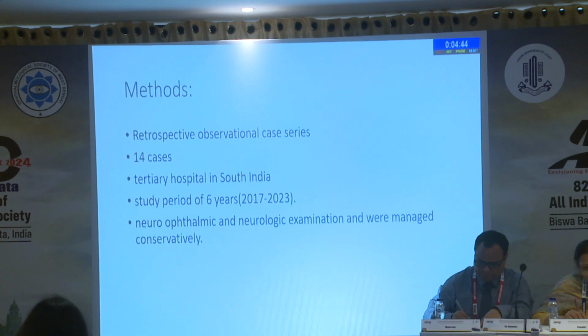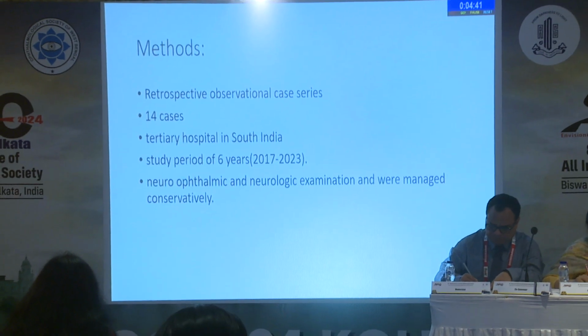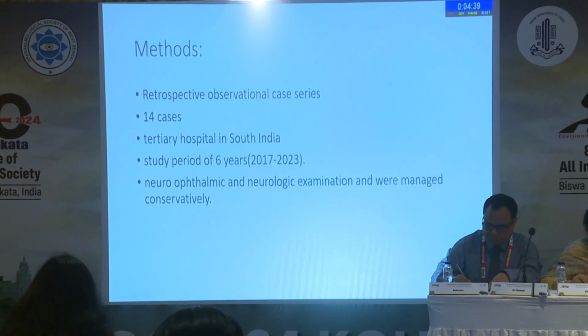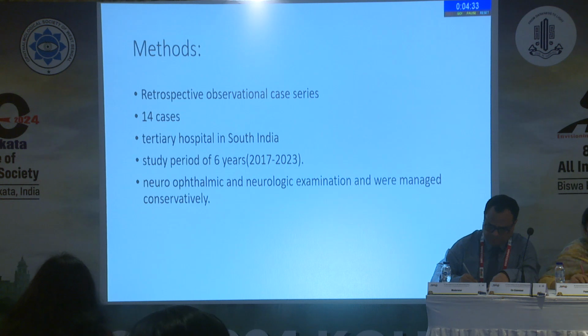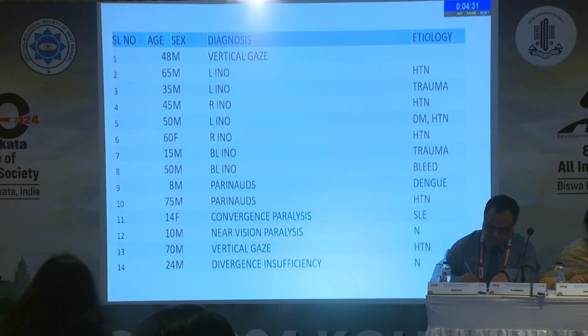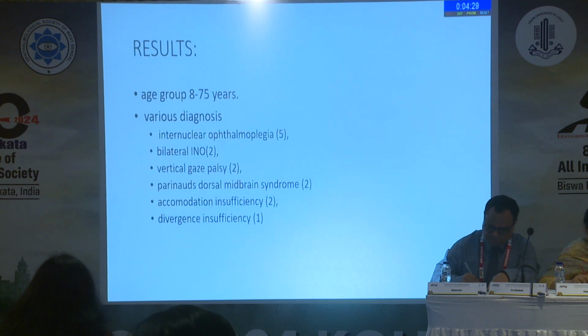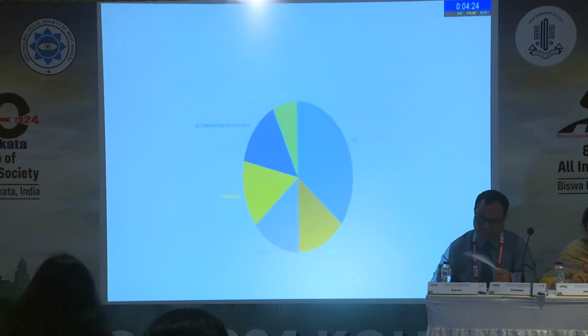It is a retrospective observational case series of 14 cases from a tertiary hospital in South India over 6 years. Standard neuro-ophthalmic and neurologic examinations were done, and the cases were managed conservatively. The age group ranged from 8 to 75 years, and various diagnoses were found. As you can see, the majority of the cases were internuclear ophthalmoplegia, but we did have other cases as well.